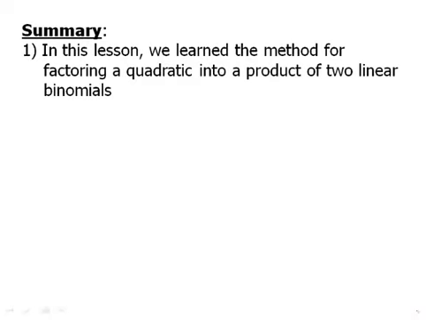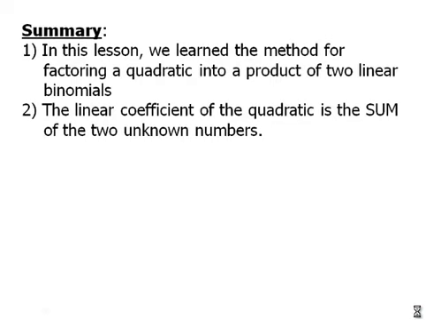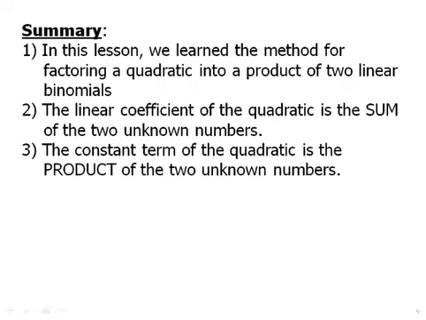In this lesson, we learned the method for factoring a basic quadratic into a product of two linear binomials. The linear coefficient of the quadratic is the sum of the two unknown numbers, and the constant term of the quadratic is the product of the two unknown numbers.